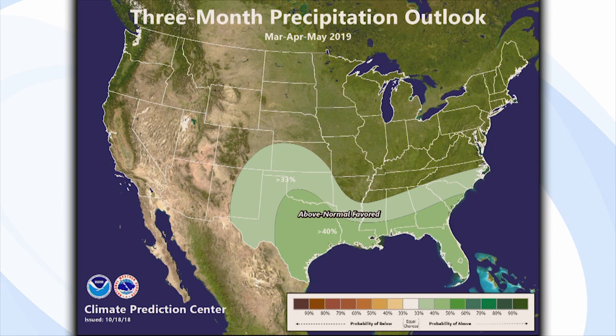The 3 months precipitation, again, much of the same. There's not a strong climate signal that we're going to have above, near normal, or below, so we should be prepared for just about anything as we get into the spring and also into the summer.